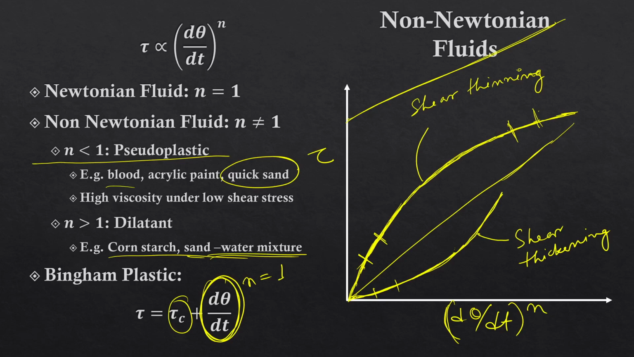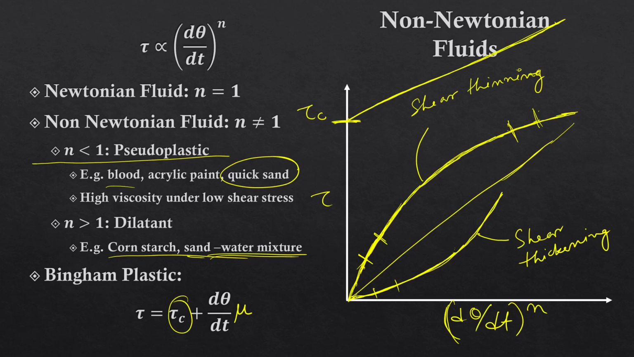it will always have some minimum shear stress tau c, beyond which only it will start behaving like a liquid or a fluid. Below that shear stress, it will keep behaving like a solid. So this kind of fluid is called a Bingham plastic. Here we have to also multiply the term mu.